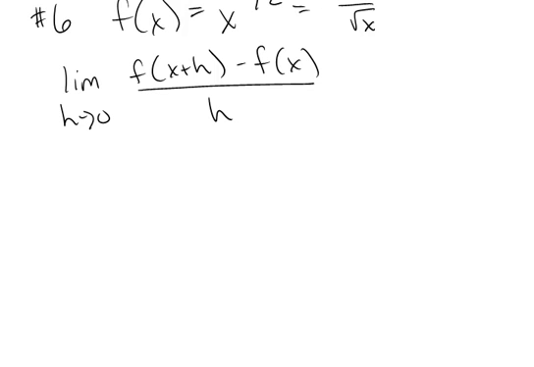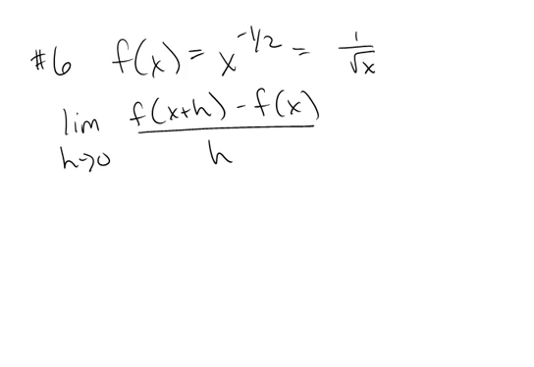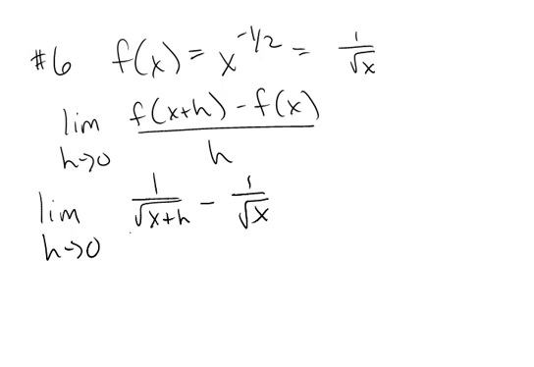Okay, I'm looking at number 6 on the homework, and it says f of x is equal to x to the negative 1/2 power. So we remember that's 1 over the square root of x. And we're going to use the limit definition to find the derivative function. Okay, and so this is going to be the limit as h goes to 0 of 1 over the square root of x plus h, that'll be f of x plus h, minus 1 over the square root of x all over h. All right, this is kind of messy.